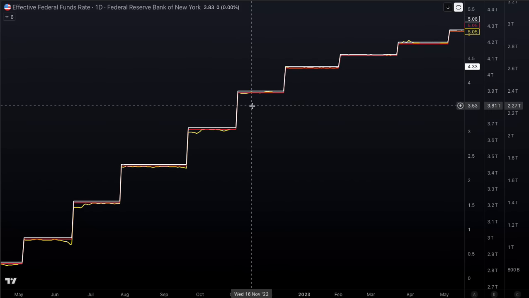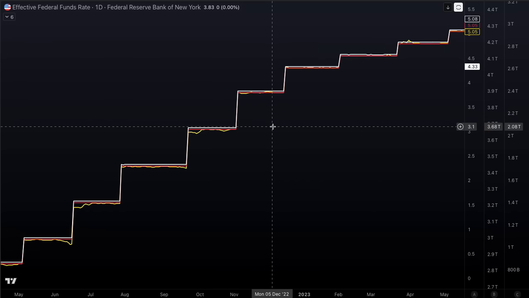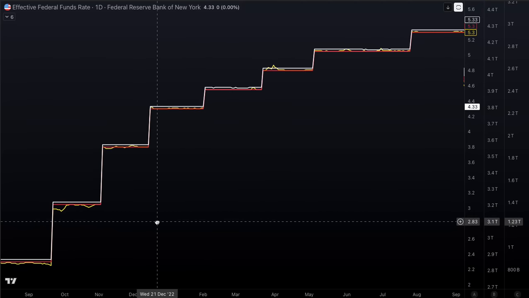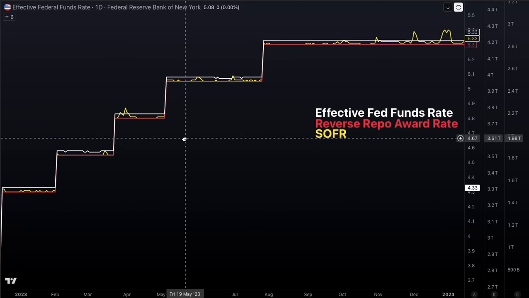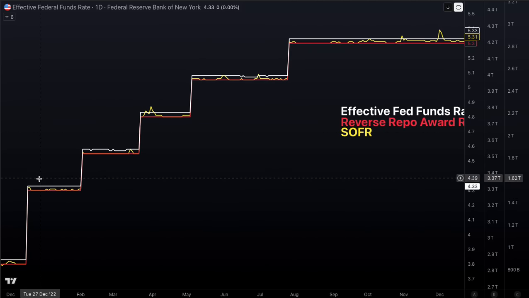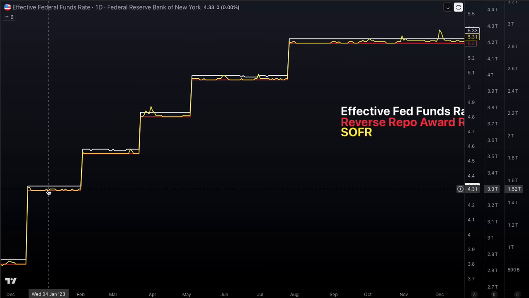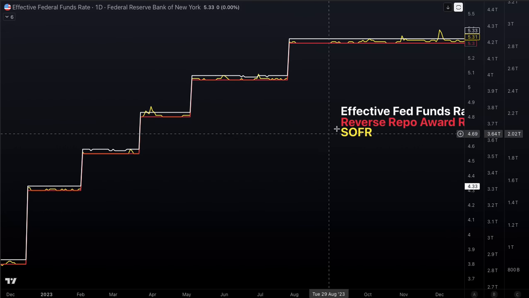So SOFR stopped going below the reverse repo, which again is in red. This is where the Fed is trying to set the floor for the price of money. And sure enough, they were able to get it under control, and we saw this equilibrium where the SOFR rate was between the effective federal funds rate and the RRP rate, right? And it continued like that for most of 2023.